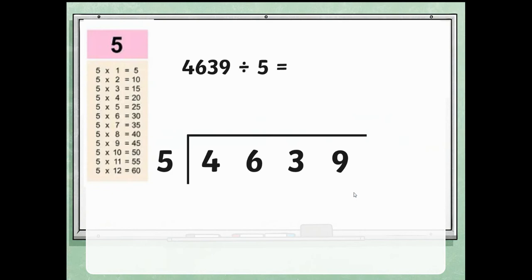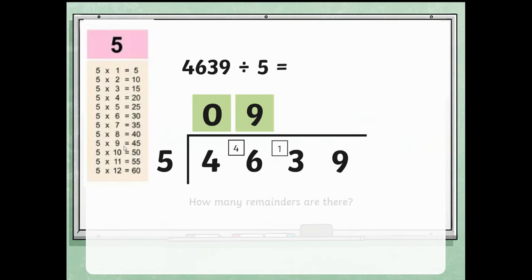Let's have a look at this one then. So we're dividing by 5, so you would need to have your 5 times tables written down if you're not sure of them. How many 5's go into 4? Can I make a group of 5 out of 4? No, I can't. So I have to put 0 there, and I will need to carry on my remainder. So I would have 4 remaining, won't I? How many 5's into 46? So here, I'm going to go down my list. I can make 9 groups of 5 out of 46 because 5 times 9 is 45. So that would be 9 with 1 remainder.